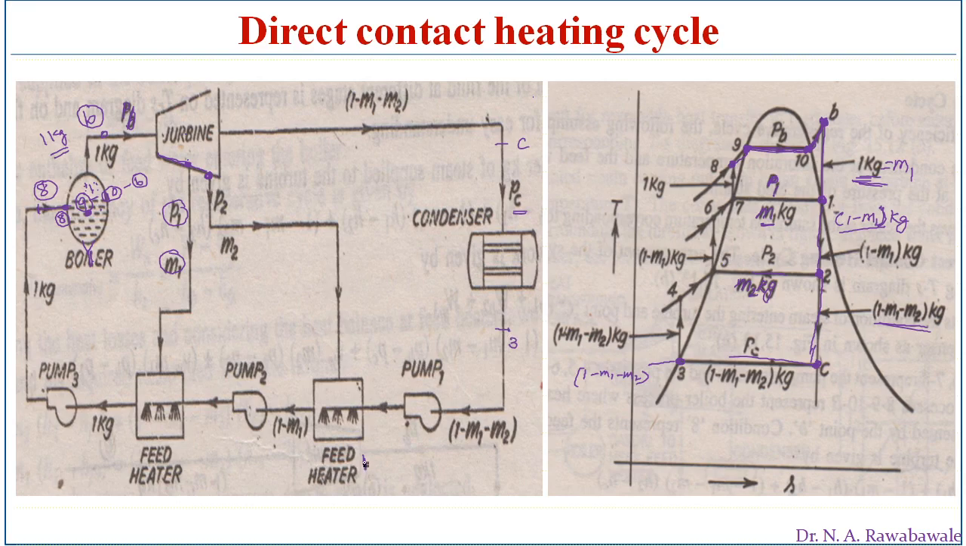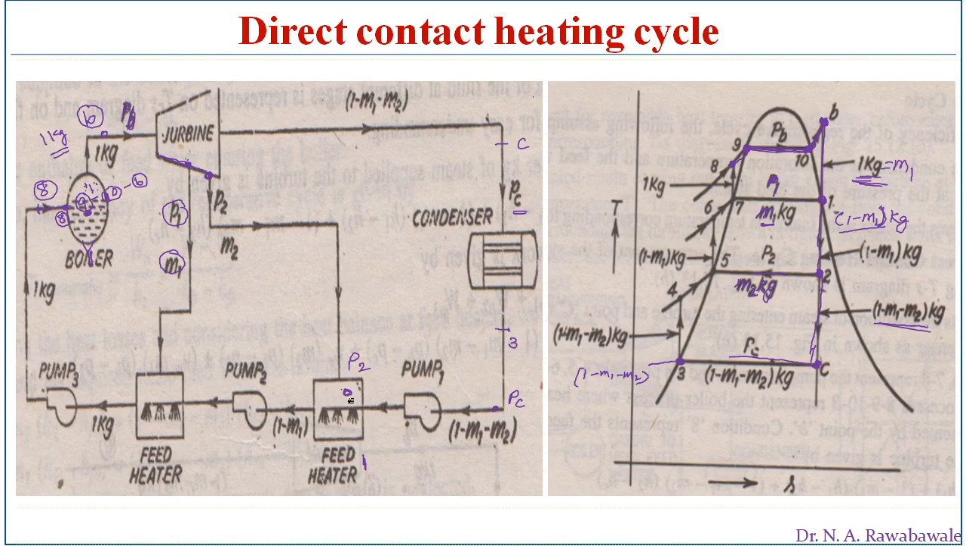Feed heater 1, we can call this. In this feed heater 1, this condensate is supplied. So what will be the pressure of this feed heater 1? It will be equal to P2, because the steam which enters into this feed heater 1 is at pressure P2. So the pressure of the condensate has to be raised from PC, the condenser pressure, to P2.